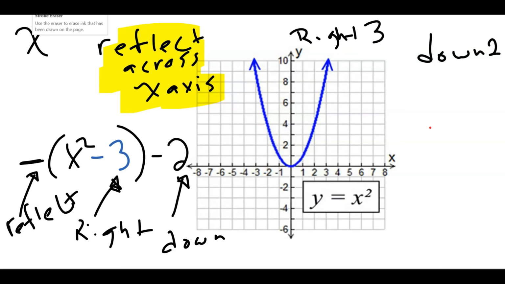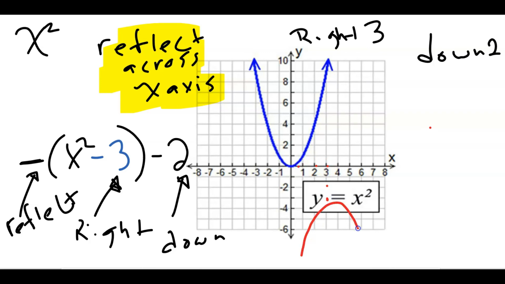So when we do transformations, we're always starting with that parent function, this blue parabola right here. Now we're reflecting it, but not only are we going to reflect it so that it looks like this, we're doing 2 other things. I'm reflecting it, I'm moving it to the right, and I'm moving it down. So we reflect it, we move it right 3 spaces, 1, 2, 3, and we move it down 1, 2. So it'd be about right there.